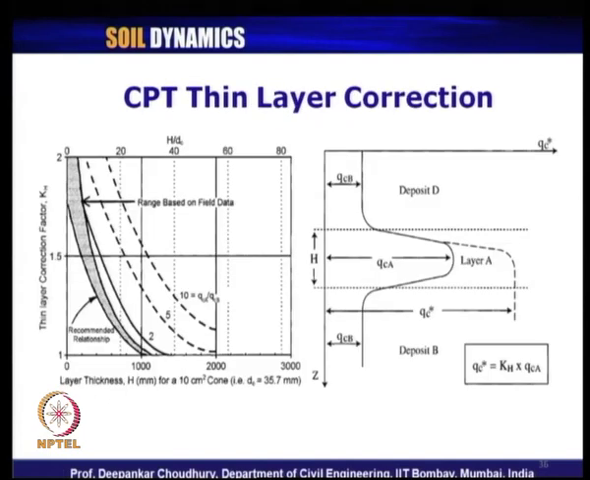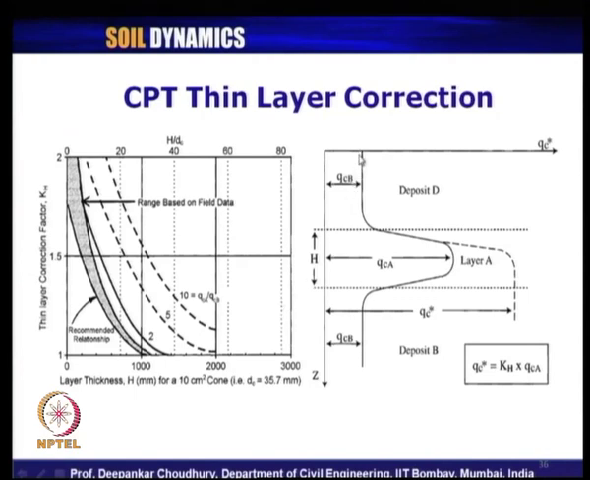Now, for CPT another correction is required, which is called thin layer correction. What is thin layer correction? Look at this right hand picture first. Suppose we have 3 layers like this: deposit D, layer A and deposit B. In this case, suppose layer A is a thin layer compared to these other 2 deposits B and D. So, in that case, what is going to happen?